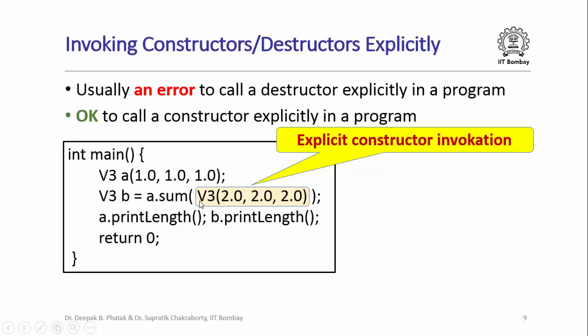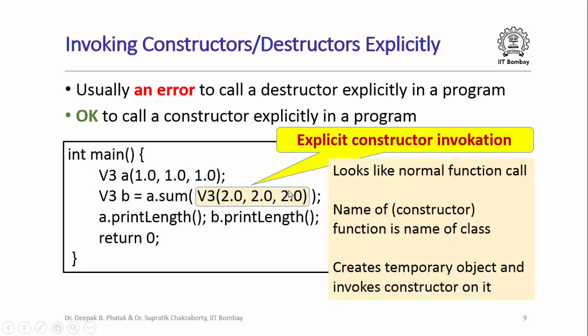I was not trying to allocate a variable or object of the class V3 over here. I directly invoked the constructor of the class V3 and passed it appropriate parameters. And I expect to get here a temporary object of class V3 with its data members initialized appropriately by the constructor function.